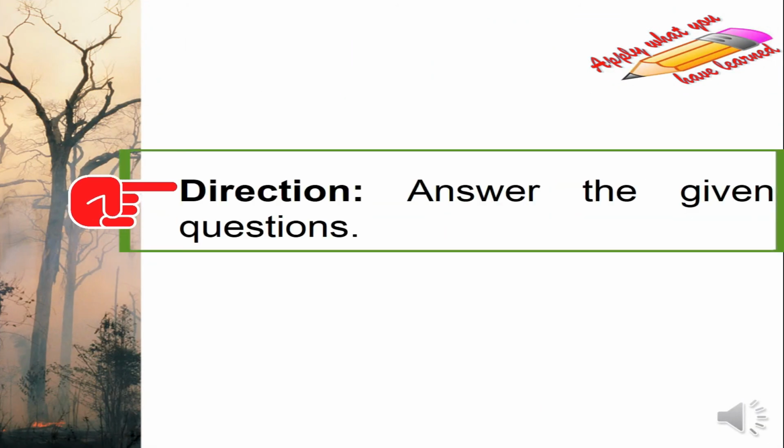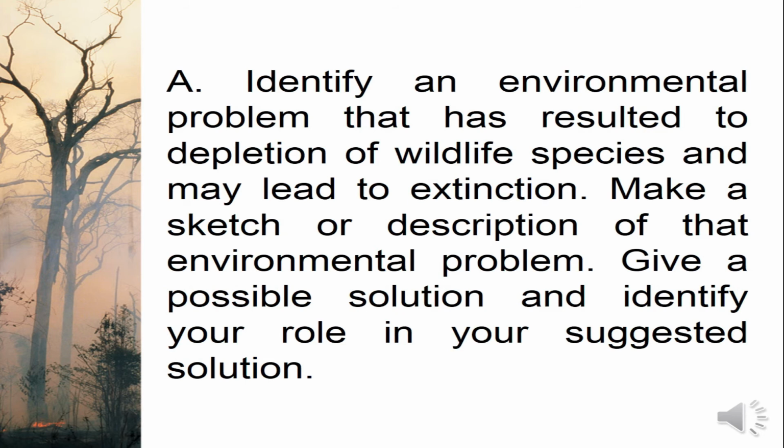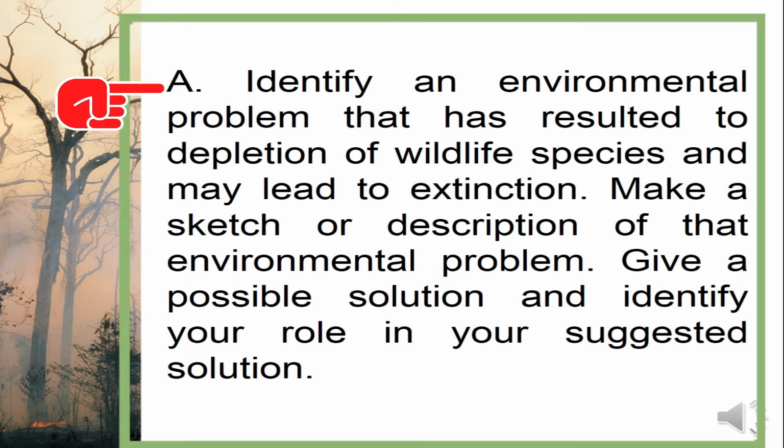Direction: Answer the given questions. Identify an environmental problem that has resulted in the depletion of wildlife species and may lead to extinction. Make a sketch or description of that environmental problem. Give a possible solution and identify your role in your suggested solution.